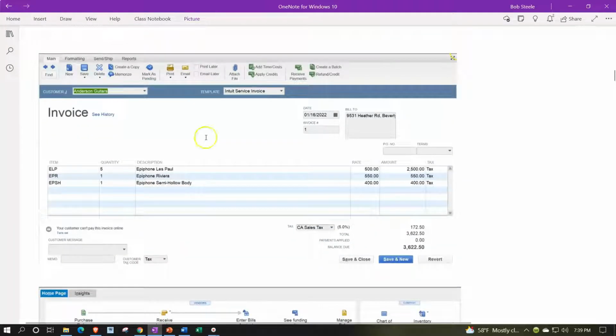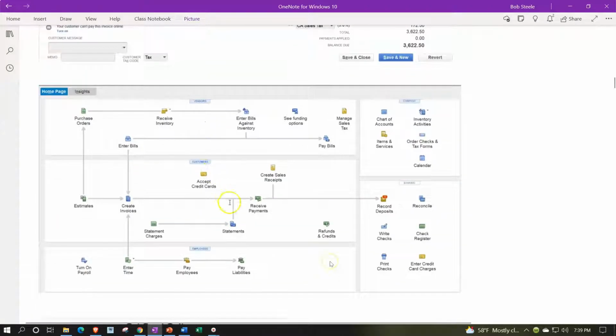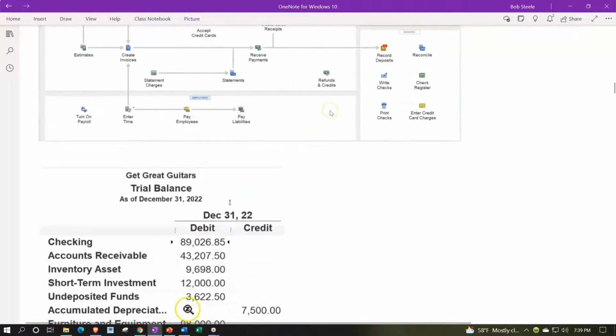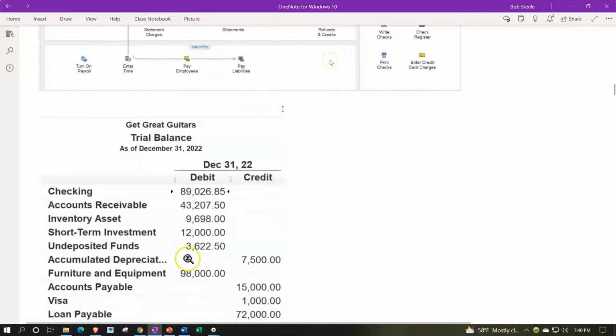to receive payment. Here's an example of an invoice we had created in the past. Now we're looking into the receive payment, and so if we receive payment, it's going to be increasing the undeposited funds. Other side then going to a decrease in the accounts receivable.